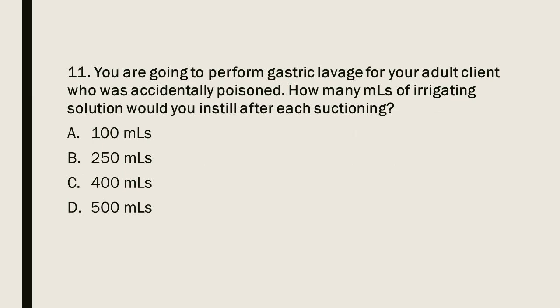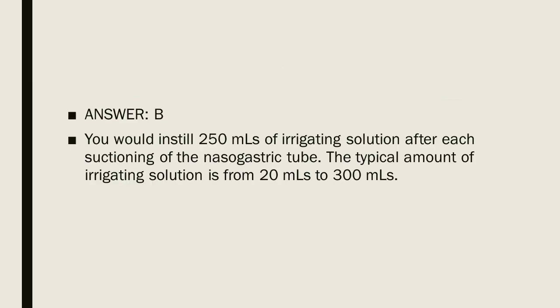11. You are going to perform gastric lavage for your adult client who was accidentally poisoned. How many ml of irrigating solution would you instill after each suctioning? 100 ml, 250 ml, 400 ml, 500 ml. Answer, B. You would instill 250 ml of irrigating solution after each suctioning of the nasogastric tube. The typical amount of irrigating solution is from 20 ml to 300 ml.